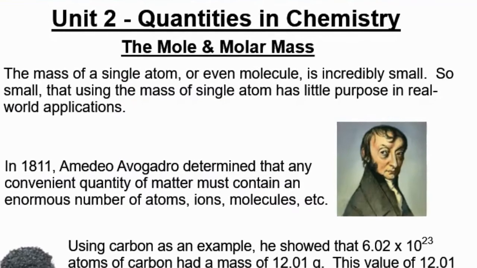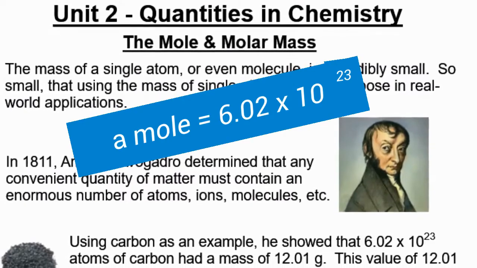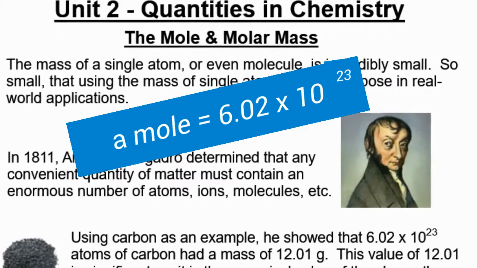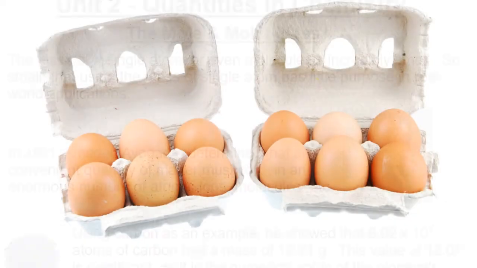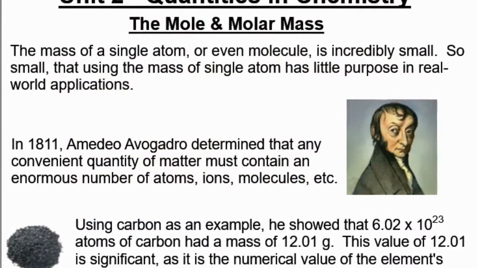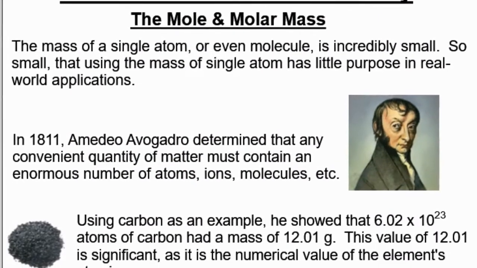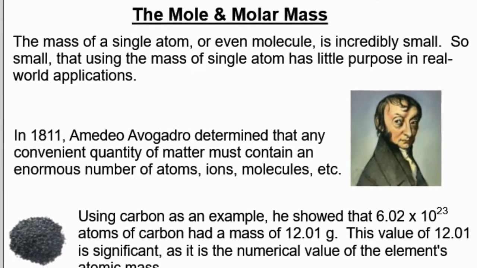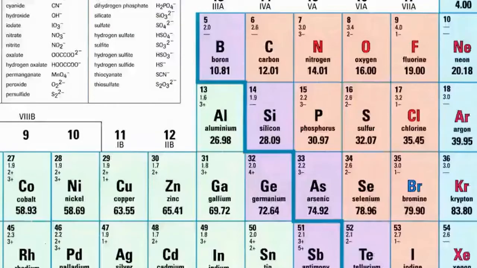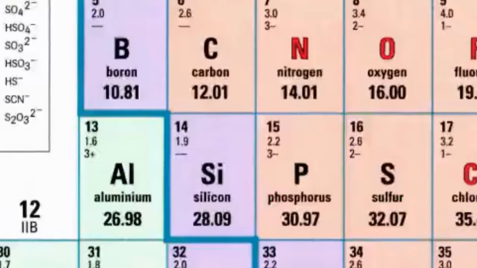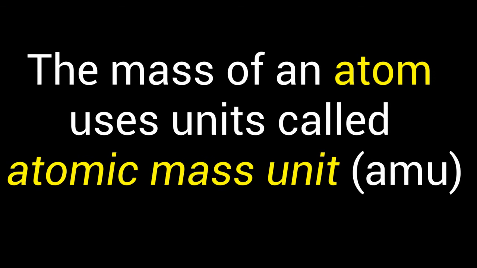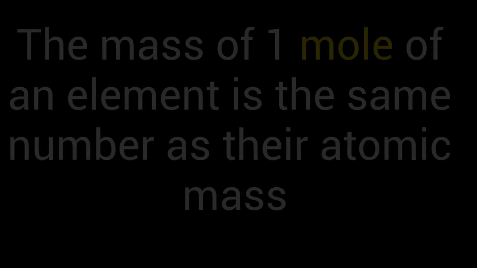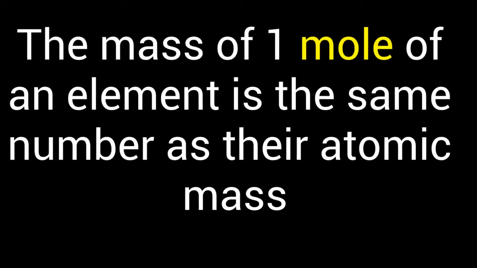1 mole is equal to 6.02 times 10 to the power of 23, kind of like a dozen is equal to 12. When you have 1 mole of an element, the mass is equal to the number that you see on the periodic table. So in grade 9, you learned that the numbers on the periodic table represented the mass of the atoms expressed in atomic mass units. Now we are using those same numbers to calculate the mass of 1 mole of any element.